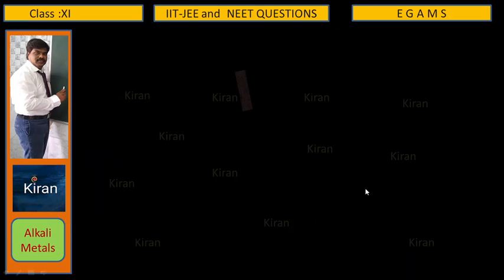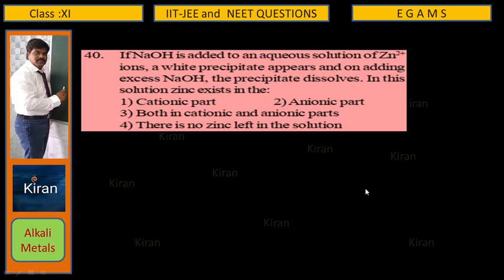Last 10 questions. If NaOH is added to an aqueous solution of zinc ions, a white precipitate appears, and on adding excess of NaOH, the precipitate dissolves. In this solution, zinc exists in what form? Option 2 is the right option.